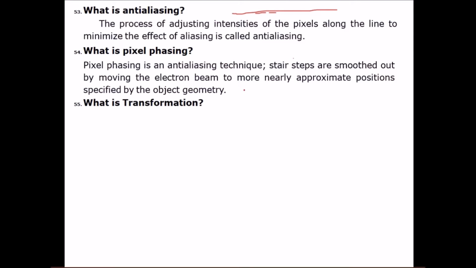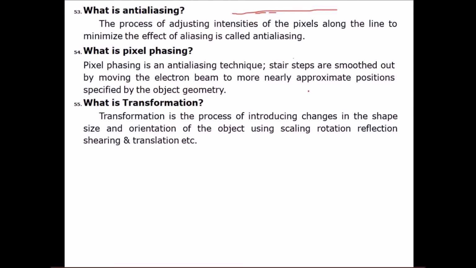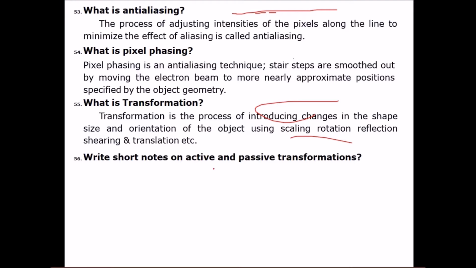Now, what is transformation? Transformation is the process of introducing changes in the shape, size, and orientation of the object using scaling, rotation, reflection, shearing, and translation. So, scaling, rotation, reflection, we'll see the questions about these also. These are the transformations. We introduce changes in the shape, size, and orientation through scaling, rotation, reflection, shearing, and translation.